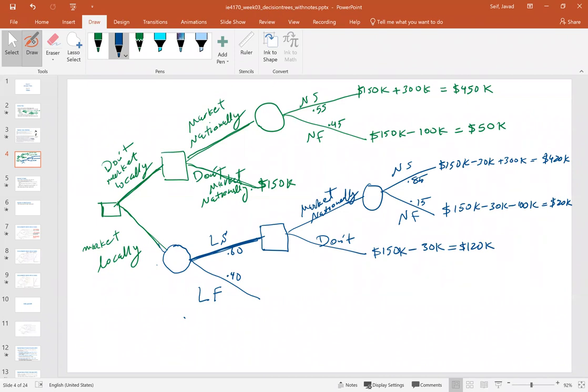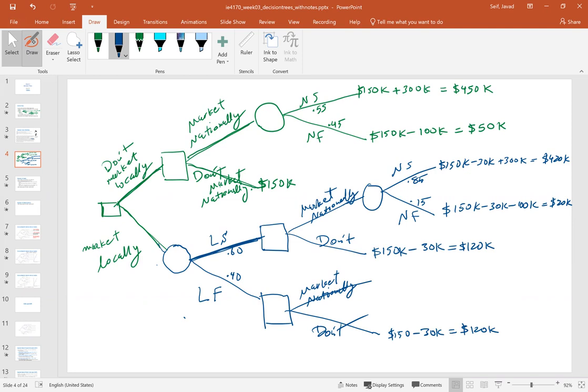All right. And if you have a local failure, so let's say you go market it in LA and it's unsuccessful, which happens 40% of the time. If that's the case, you still get to choose to market it or not. So market nationally or don't. All right. You still get to choose. If you don't market it nationally, playing it safe, you say, okay, I had 150K, I spent 30K, and I'm not gonna continue, I'm not gonna risk, I'm gonna keep my 120.